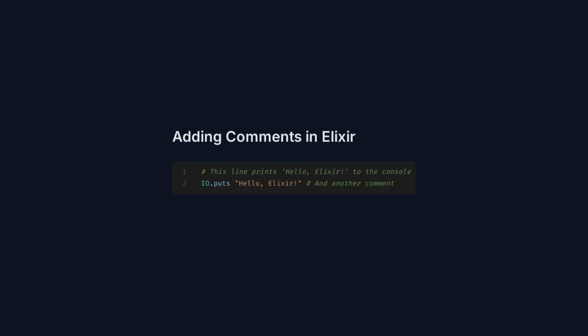Now, let's discuss adding comments in Elixir. Comments are crucial for making your code more understandable and maintainable. In Elixir, you can add comments using the hash symbol. Anything following this symbol on the same line will be treated as a comment and not executed as code. As shown in the example, you can add a comment before or after your code to explain what it does. This practice greatly enhances code readability for you and others who may work on your code in the future. Look at the slide to see how we've added comments to the IO.puts example.